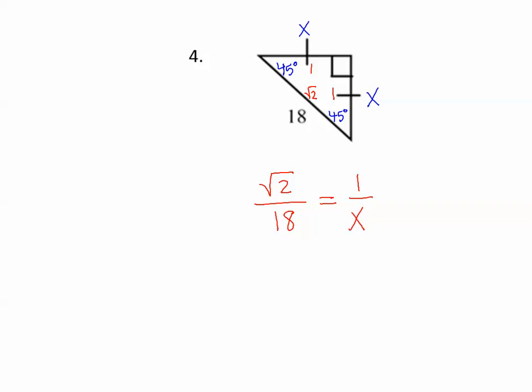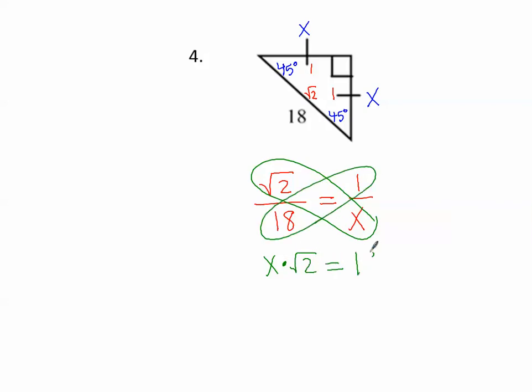Now we can cross multiply. X times square root of 2 equals 1 times 18. How do I get x by itself? Divide by square root of 2. I'm left with x equals 18 over the square root of 2. That is a fine answer for each of those legs: 18 over square root of 2.